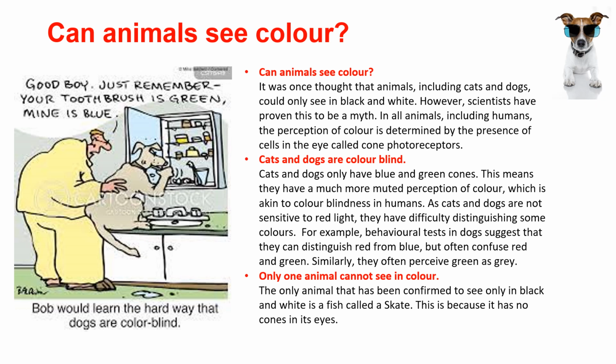As cats and dogs are not sensitive to red light, they have difficulty distinguishing some colors. For example, behavioral tests in dogs suggest that they can distinguish red from blue, but often confuse red and green. Similarly, they often perceive green as gray. Only one animal cannot see in color. The only animal that has been confirmed to see only in black and white is a fish called a skate. This is because it has no cones in its eyes.